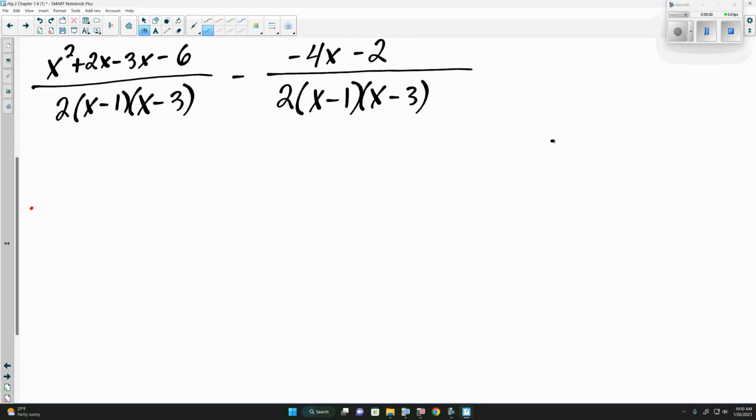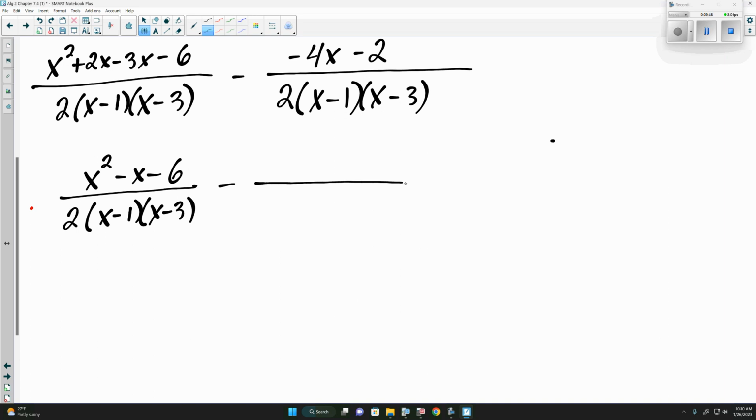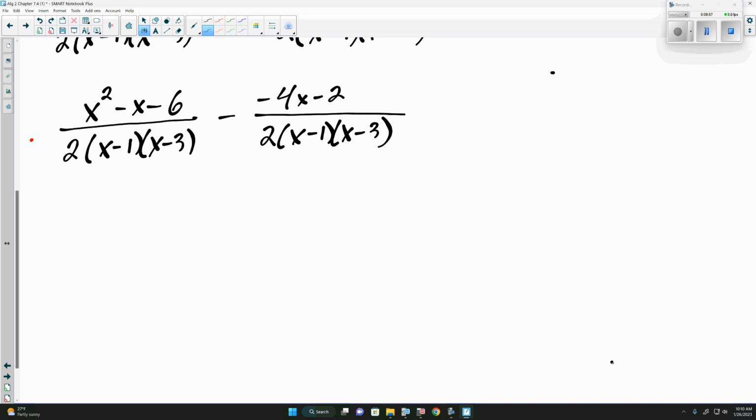Any questions up to this point so far? Now we can combine like terms. So here we'd have x squared minus x minus 6 over our 2 times x minus 1 times x minus 3, minus negative 4x minus 2 over 2 times x minus 1 times x minus 3.